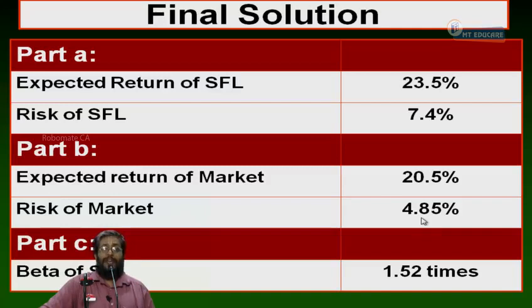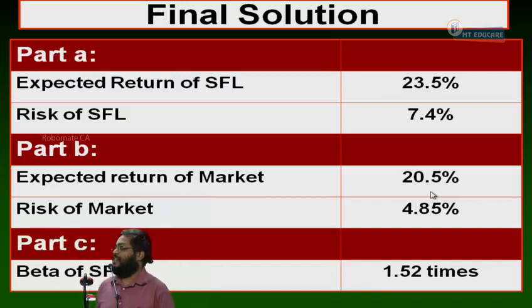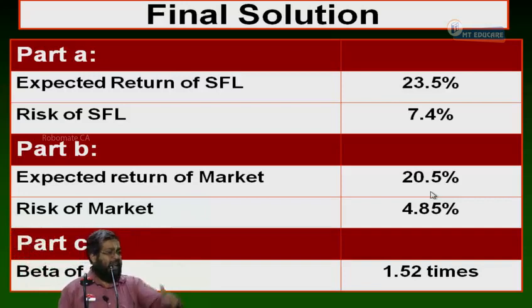Both are efficient. Shares give more return for more risk. The market gives more return for less risk. Both are efficient only. My security is also efficient. The market model also is what? Efficient, if it is a curve. It's going to be the efficiency frontier as per Markowitz.